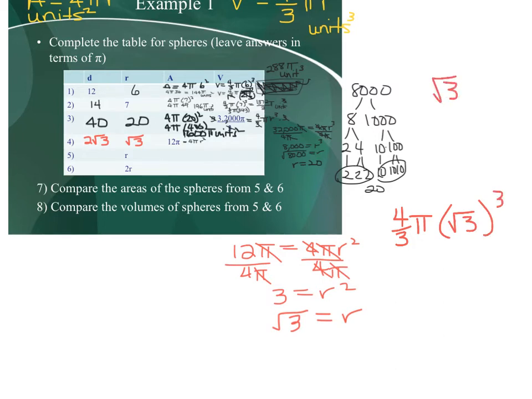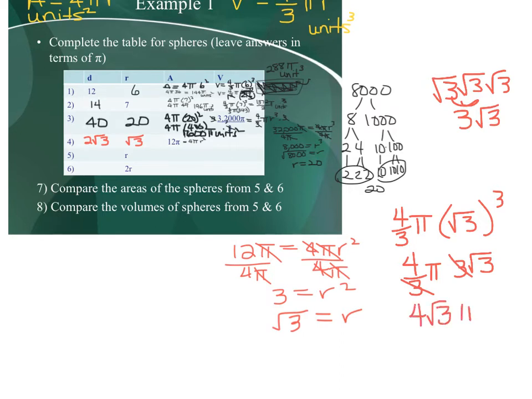So if I do square root 3 times square root 3 times square root 3, this just becomes a 3, and this one didn't have anything to pair it up with, so it becomes 3 radical 3. So now I have 4 over 3 pi times 3 radical 3. I could simplify my 3's, so then my final answer here is going to be 4 radical 3 pi, or if you want to put the pi in between there, that's fine, but usually pi will go after the number.